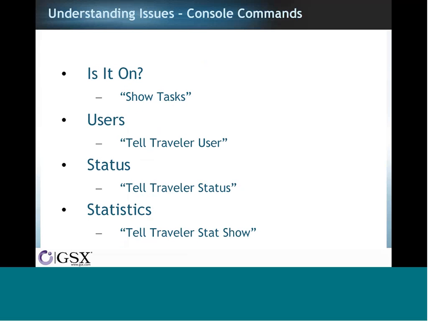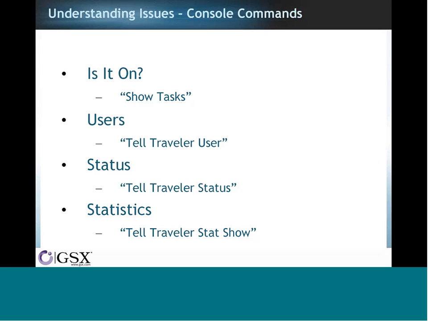So the most basic level of monitoring Traveler is verifying that the Traveler task is actually running on the Domino server. This can easily be accomplished with a show task console command that verifies that the Traveler service is up. But there are several other important console commands to be aware of. Tell Traveler user will show data on the named user. This includes the devices, the configurations, the access rights that they have to their backend mail server, the capabilities that they have, and sync options. It also provides the latest sync status for that particular user.